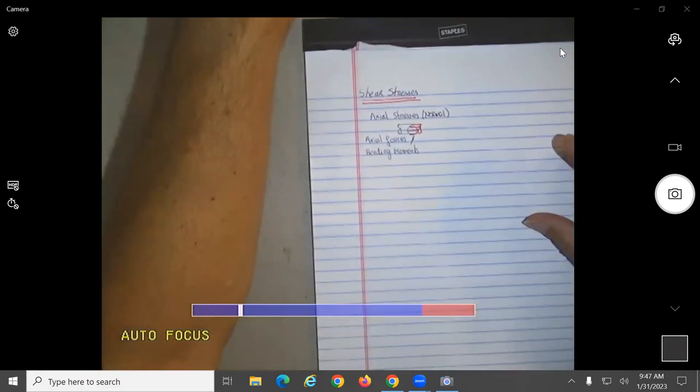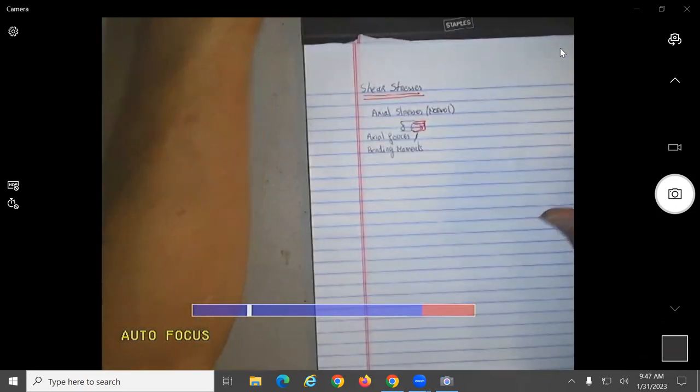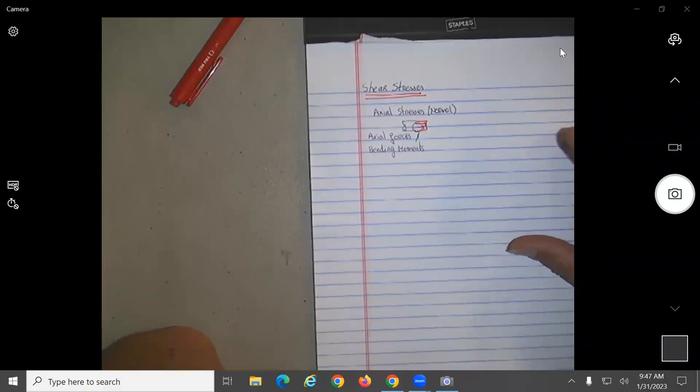As long as the page you see in front, let me know. Is that okay? Yes. All right, bending moments. And let me know if the image is still good or bad, if I need to call IT again or not.